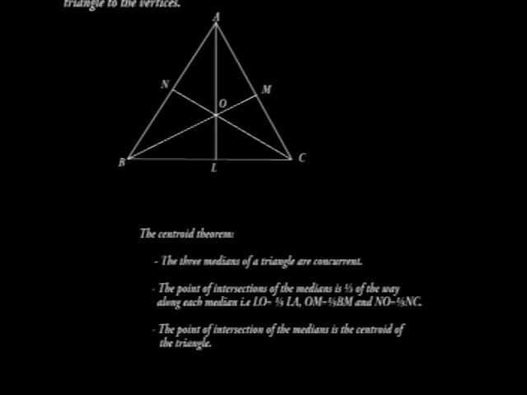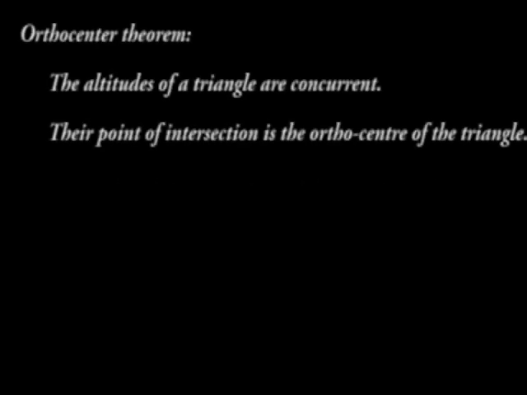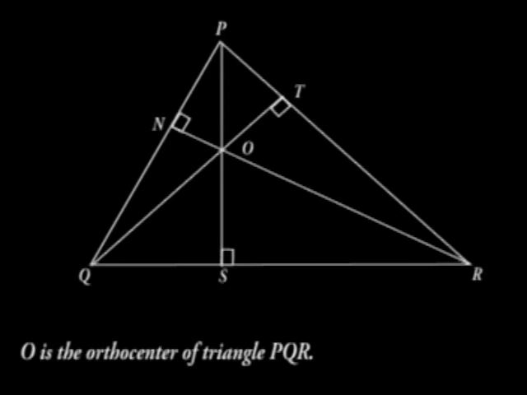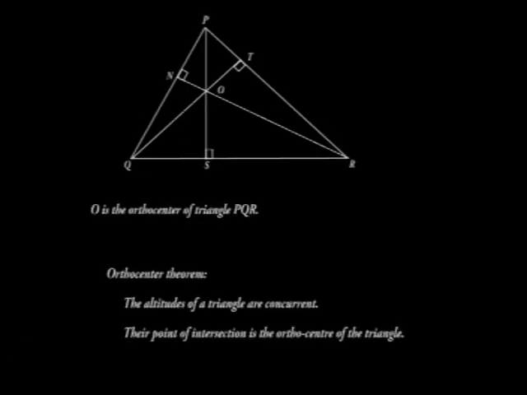Finally, we look at the orthocenter of a triangle. The orthocenter theorem indicates that the altitudes of a triangle are concurrent. Their point of intersection is the orthocenter of the triangle. From the figure PQR, O is the orthocenter of the triangle.